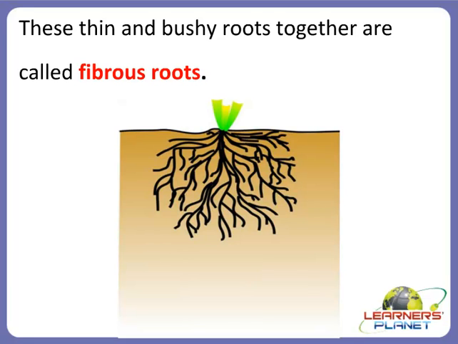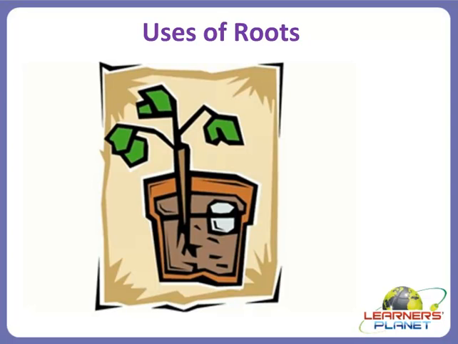Okay children, now we will study about uses of roots. So children, the first use of root is that roots help the plant to stay fixed to the soil. That is why the plant is able to grow and it is able to stand straight.